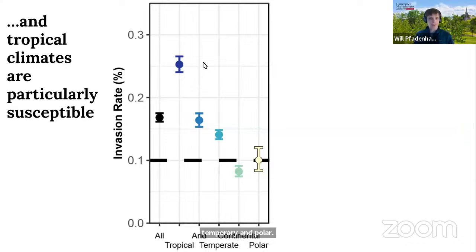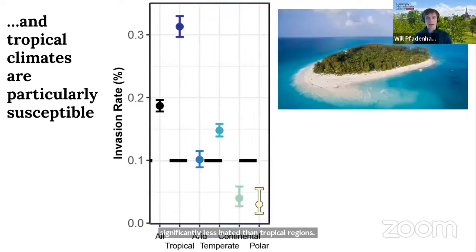We calculated invasion rates for each one of those climates, and we found that tropical climates are particularly susceptible to invasion. Tropical climates are this dark blue dot up here, and you can see the other climates are significantly less invaded than tropical regions. We also subdivided these results by islands and mainlands. If we just look at islands and compare all of the tropical islands to the arid, temperate, and continental islands, we find the same pattern: tropical islands are really heavily invaded and islands with other climates are not nearly as invaded.